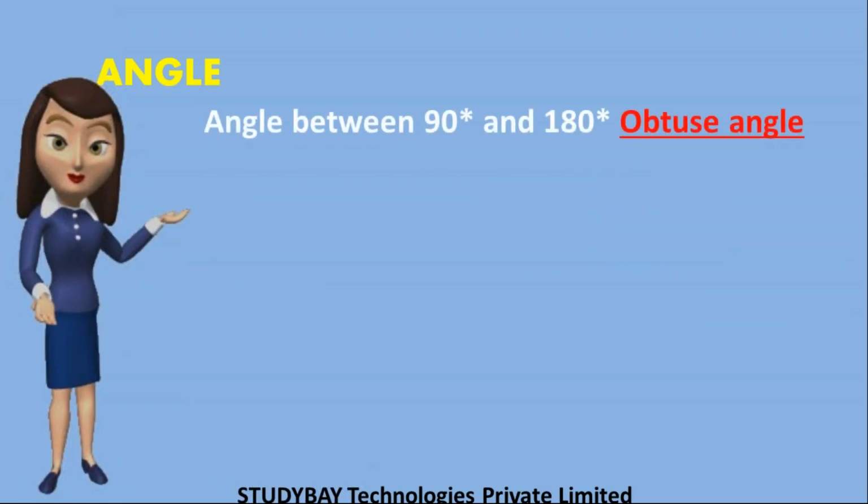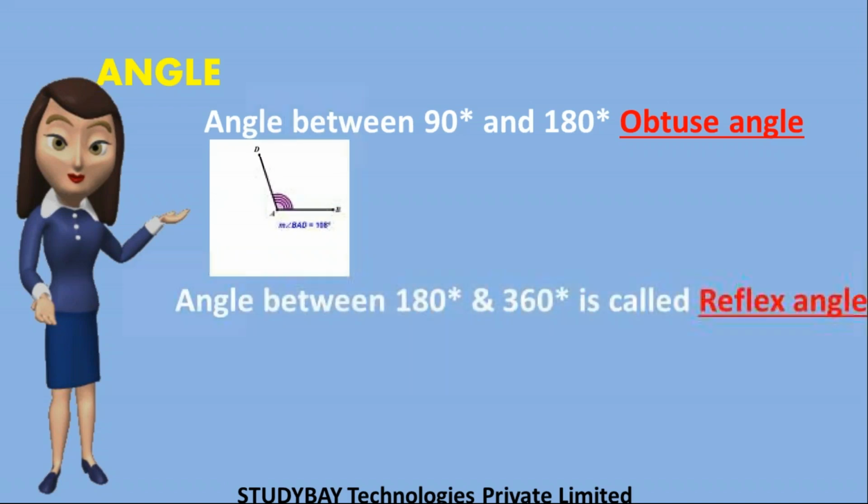In a similar way, an angle between 90 degrees and 180 degrees will be an obtuse angle. You can see in the figure that we have an angle BAD which is constantly increasing or decreasing, and you can find out that it is actually oscillating between 90 degrees and 180 degrees. And so this is called an obtuse angle.